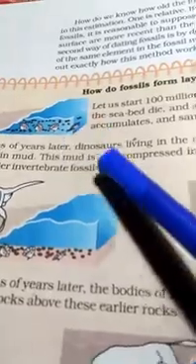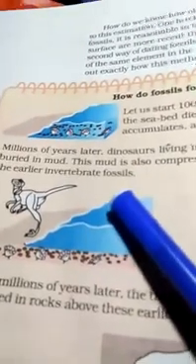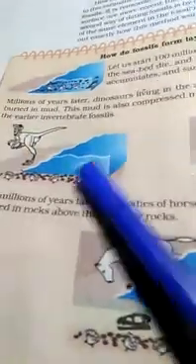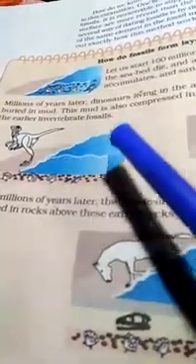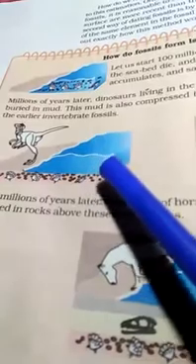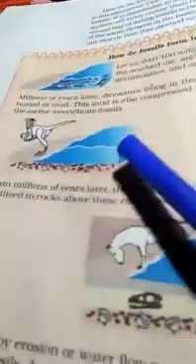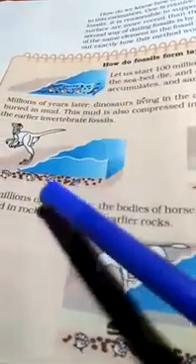Then we can see that millions of years later, the dinosaurs were also trapped in the mud, and their dead bodies were buried in the mud, and they also became fossils, and they were above this layer of invertebrates.